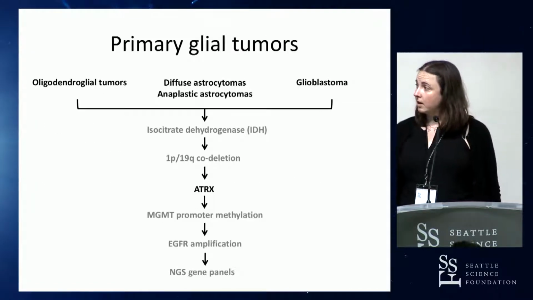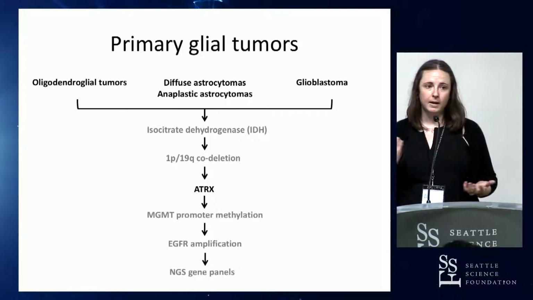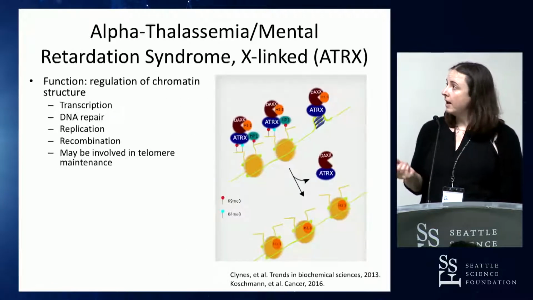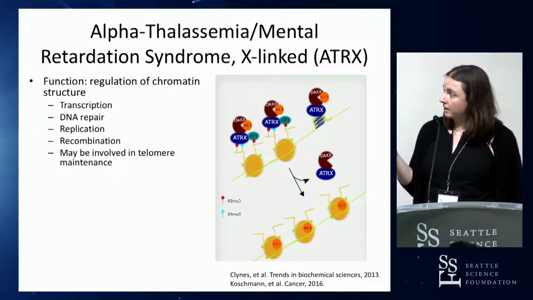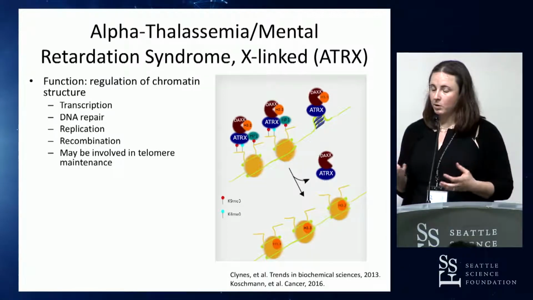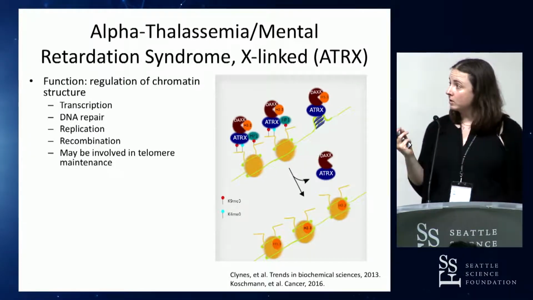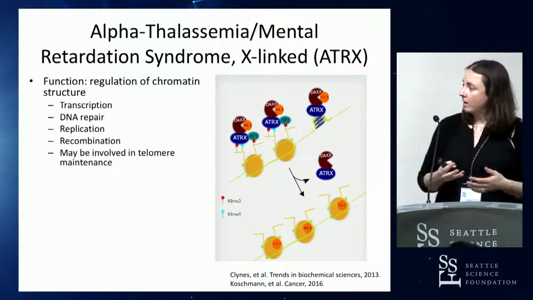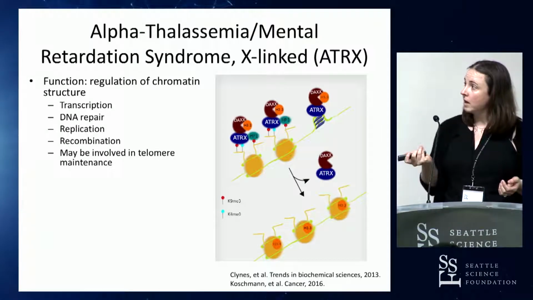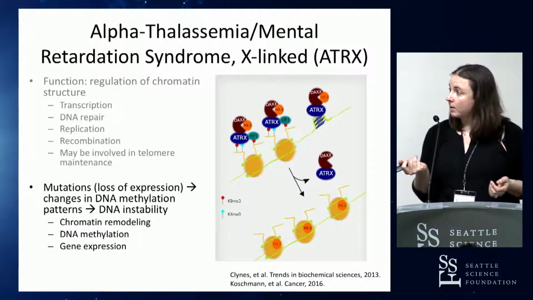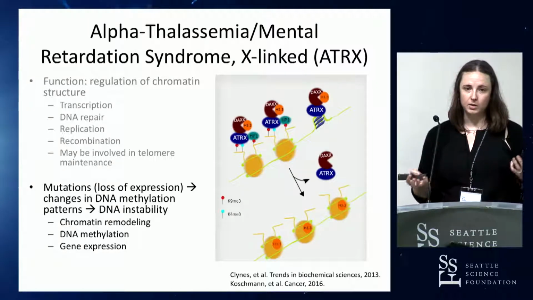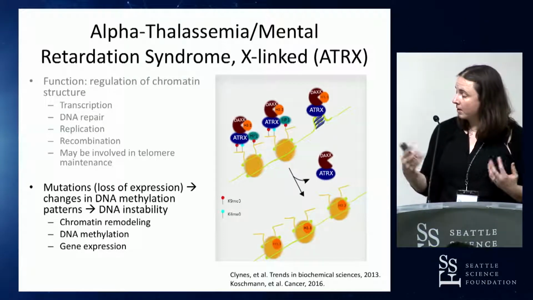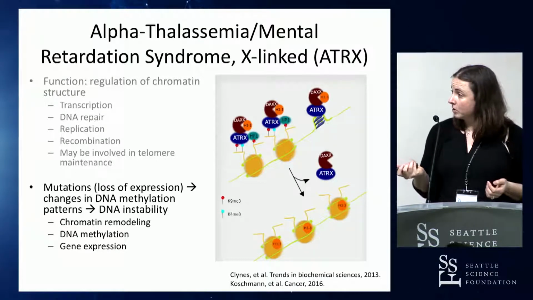So the next thing, ATRX, this is one of the newer tests that have been added to the panel of glial tumors. And this is a protein that is part of a DNA protein binding complex. And when it's retained, the tumor actually is considered wild type. And when it's lost, it actually has implications in chromosome remodeling and DNA methylation and gene expression. And so there is dysregulation of the DNA apparatus that is somehow interacting and driving tumors to progress.